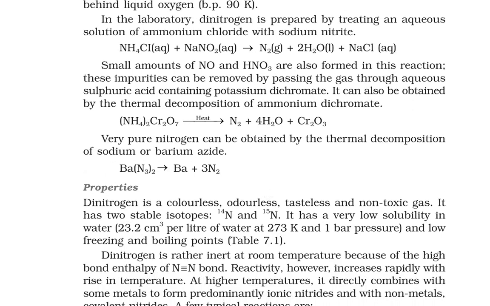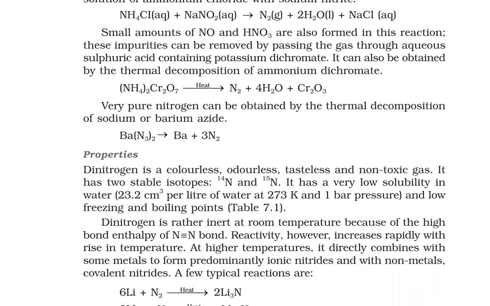It can also be obtained by the thermal decomposition of ammonium dichromate. So the reaction is given: (NH4)2Cr2O7, when we heat it, it will produce N2 plus 4H2O plus Cr2O3. So this is a thermal decomposition of ammonium dichromate.